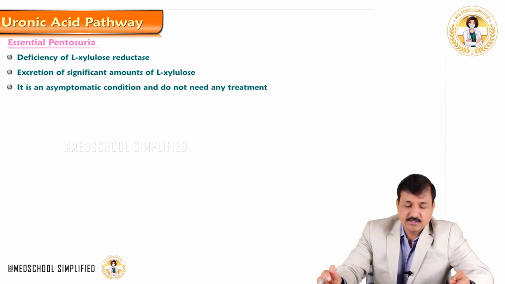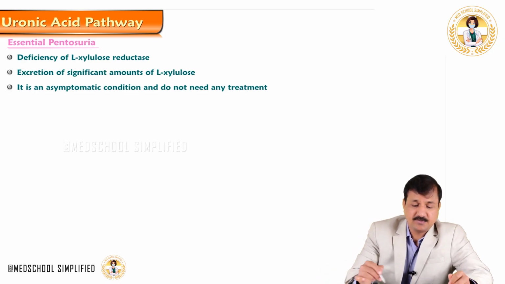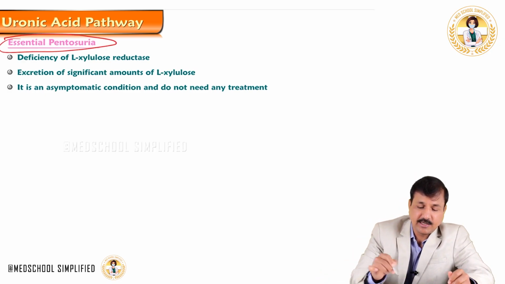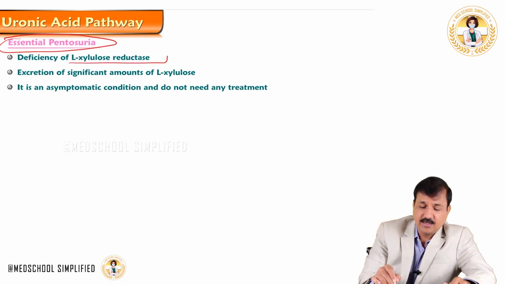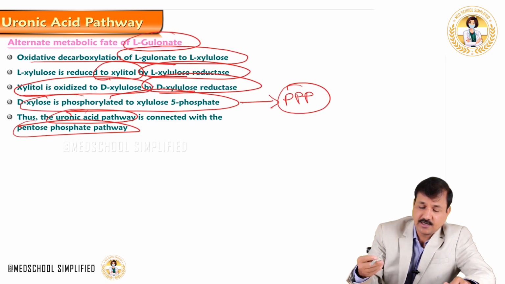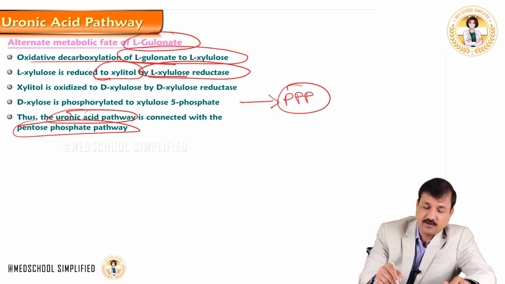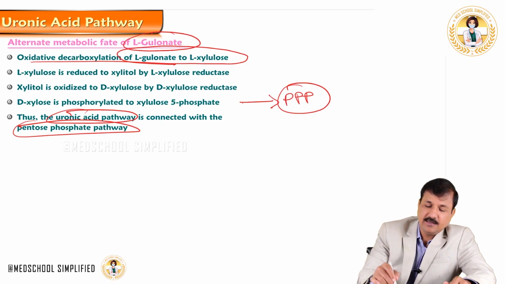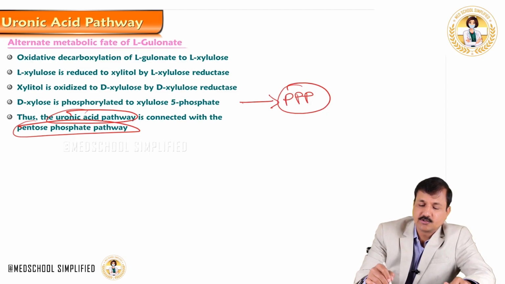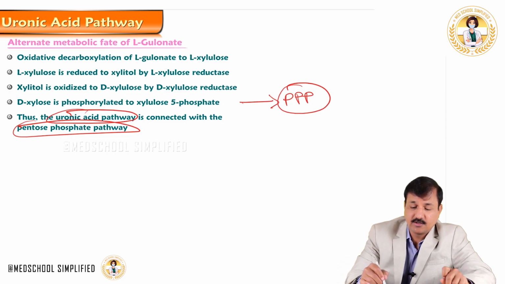Okay, so a disorder that is associated with the uronic acid pathway is essential pentosuria. This essential pentosuria is because of deficiency of the L-xylulose reductase enzyme. You see where the role of L-xylulose reductase is here. As you see, there is oxidative decarboxylation of L-gulonate to L-xylulose, and L-xylulose is converted to xylitol by the L-xylulose reductase enzyme.